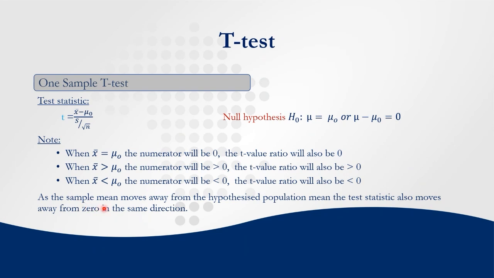So what we can see is as the sample mean moves away from the hypothesized population mean, the test statistic also moves away from 0. So when the null hypothesis is 0, this is going to be close to 0, right? Or it will be 0. So when the x bar is close to mu naught, this value is going to be close to 0. But when the x bar moves away from the hypothesized mu naught, then the test statistic value will also move away from 0.